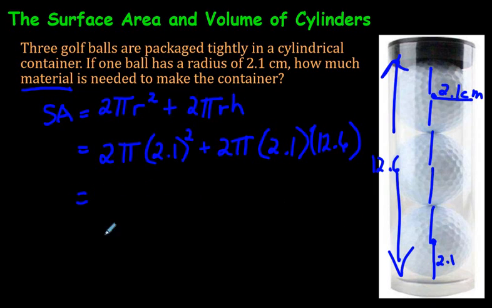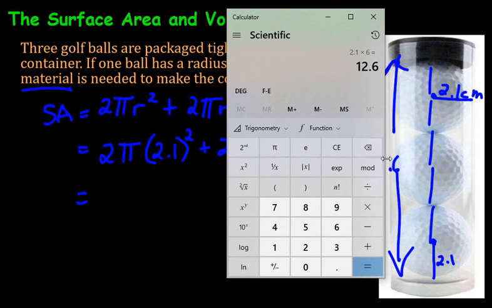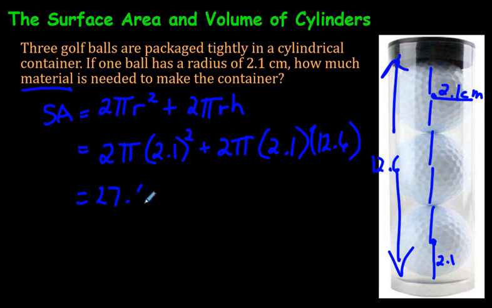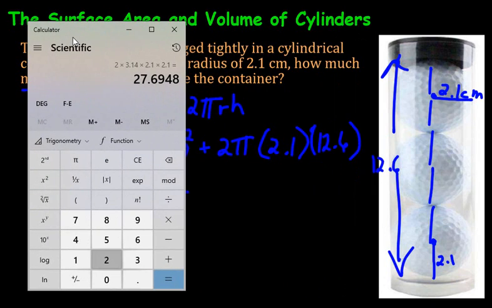Wow. Okay. Once again, let's multiply it. I'm going to do it in 2 parts. 2 times 3.14. Feel free to do this on your calculator too. Times 2.1 times 2.1. And we get, I'm going to round it off because it's a lot of decimals here. Let's round it off to 2 decimals. 27.69. Sorry for the mess. 27.69 plus, let's move the calculator over so we can see, 2 times 3.14 times 2.1 times 12.6. And let's round it off to 2 decimals again, 166.17.